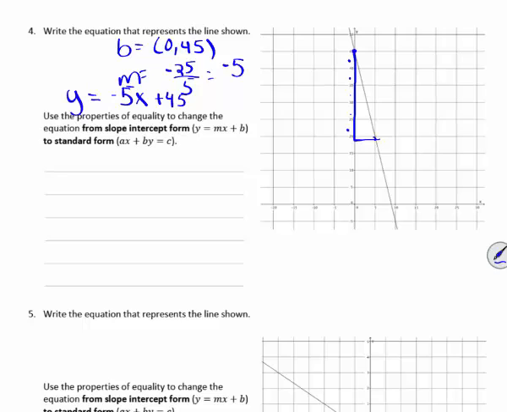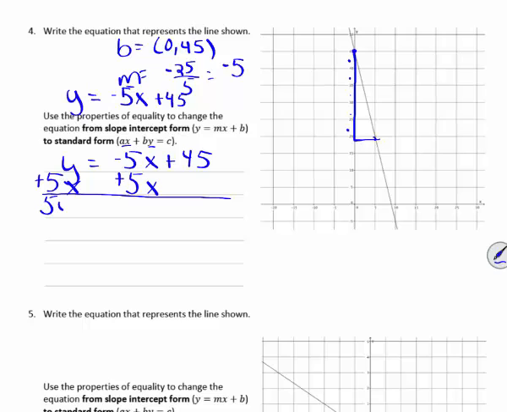Use the properties of equality to change the equation from slope-intercept form, y equals mx plus b, to standard form. So in other words, here's my equation, and I need x and y on the same side of the problem. So I have to cancel the -5x and move it over to the other side. That's going to make this adding 5x, and we need it to be x first and then y. So when I rewrite this, it is 5x plus y equals 45. So that's standard form. We looked at that earlier. All right, let's try another one like that.